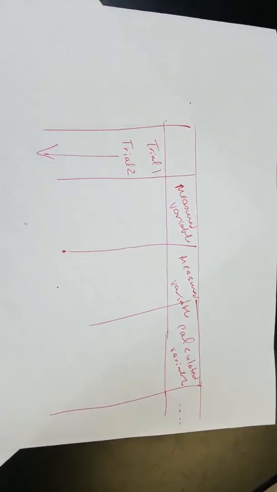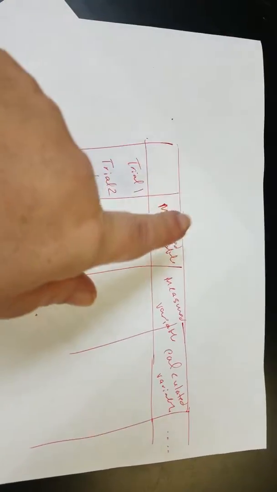Ultimately, your data table should look something a little bit like this, okay? With the trials down one side and the variables across the top. You'll have to read it to see how many you're supposed to have. That's basically it.